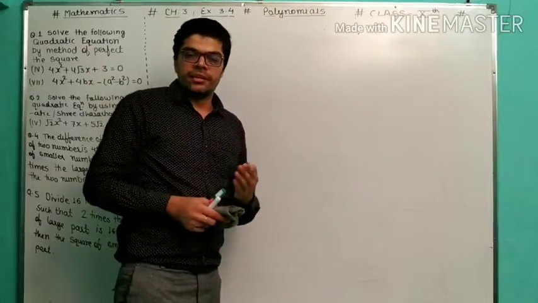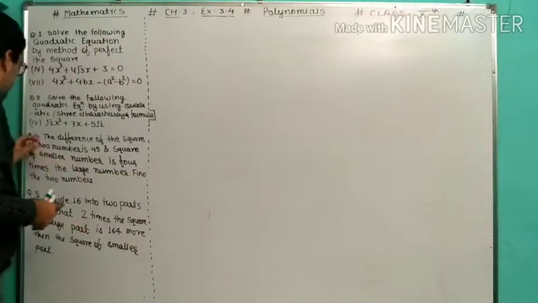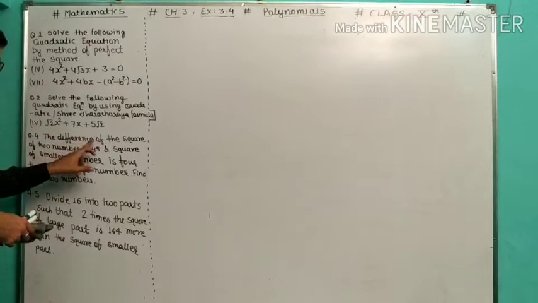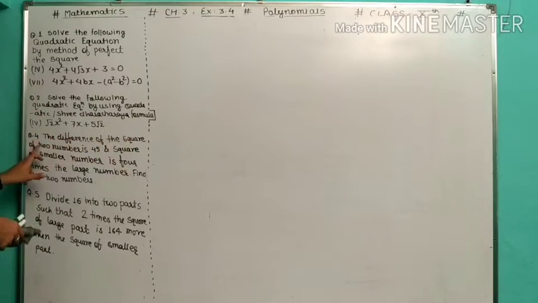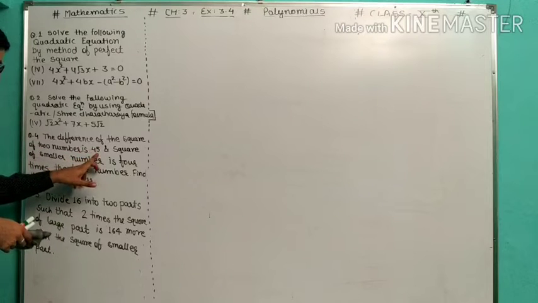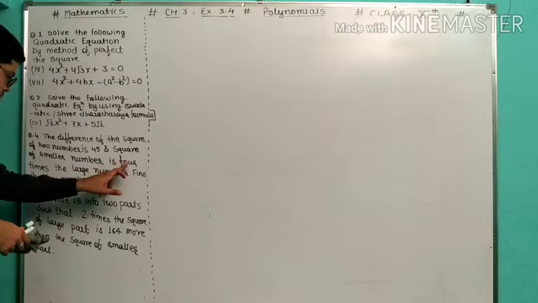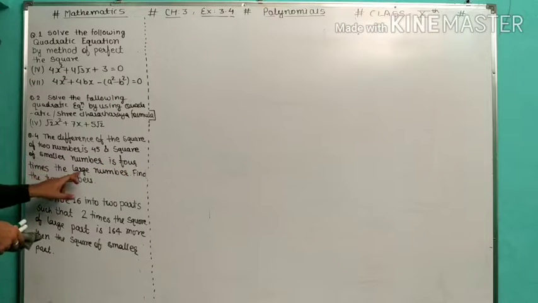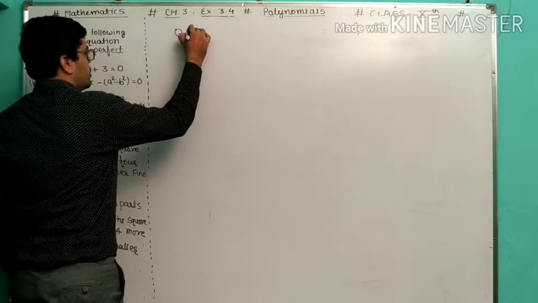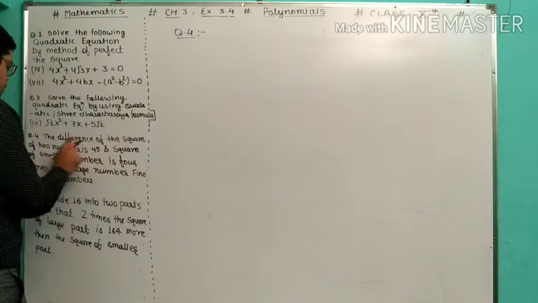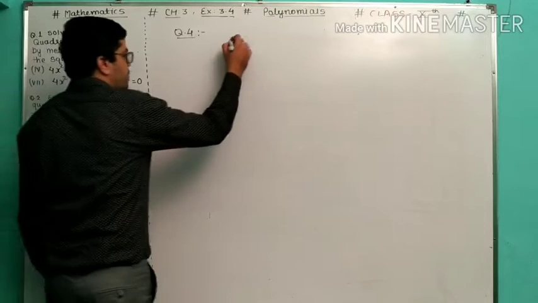So now we are proceeding with question number 4. First of all, I am reading this question: The difference of the squares of two numbers is 45 and the square of the smaller number is 4 times the larger number. Find the two numbers. So let's proceed here. The difference of the squares of two numbers is 45.